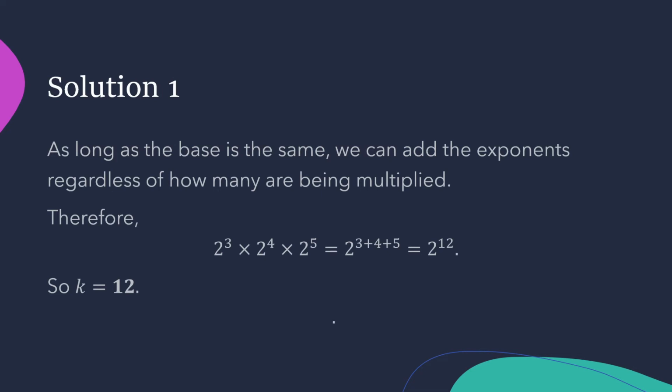For the first problem, we can still add the exponents even though there are 3 terms being multiplied. As long as the base is the same, we can always add the exponents. So therefore the answer is 2 to the 3 plus 4 plus 5, or 2 to the 12th power, so k is equal to 12.